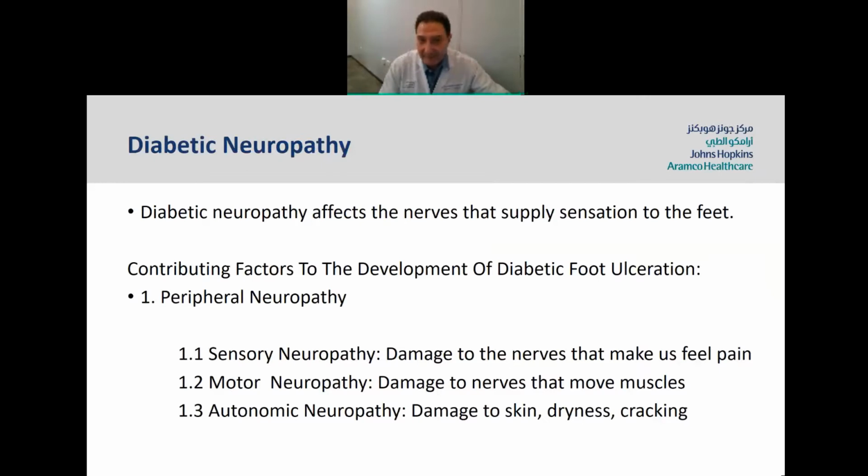Diabetic neuropathy affects the nerves that supply sensation to the foot. A contributing factor to the development of diabetic foot ulceration is peripheral neuropathy. Sensory neuropathy, motor neuropathy, and autonomic neuropathy all go under peripheral neuropathy. Sensory neuropathy is damage to the nerves that make us feel pain. Motor neuropathy is damage to the nerves that move the muscles. Autonomic neuropathy is damage that causes dryness and cracking of the skin.